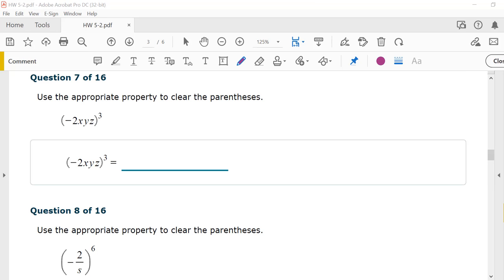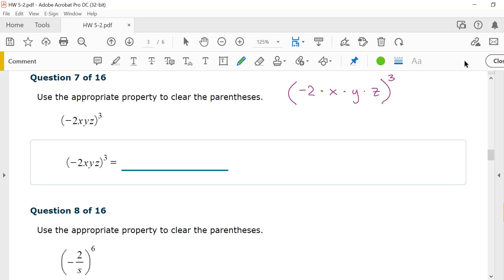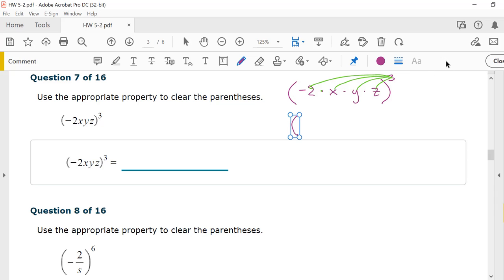Number 7, the quantity negative 2xyz cubed. So reminding you that's negative 2 times x times y times z all cubed. Since I've got multiplication in here, I can distribute that 3 to everybody. So keeping the parentheses, I've got (negative 2) cubed, x cubed, y cubed, z cubed.